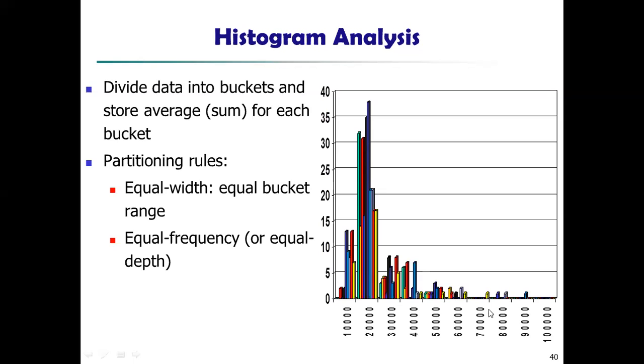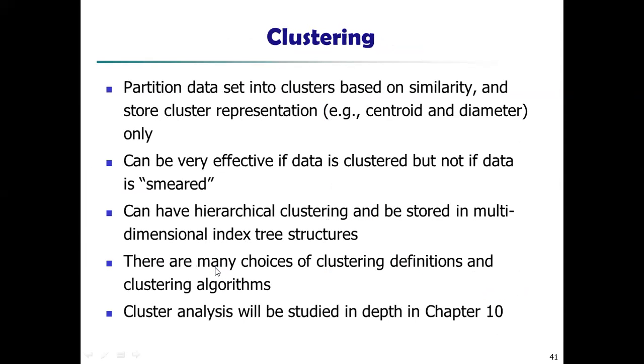Next one, histogram analysis. In histogram analysis, we have to represent the entire data by dividing it into buckets and storing the average of each bucket. For example, all the data from 1000, 2000, 3000, 4000, 5000, up to 10,000. So we divide the entire data into buckets and store the average or sum for each bucket. Partitioning rules: equal width, that is equal bucket range, and equal frequency, that is equal depth.